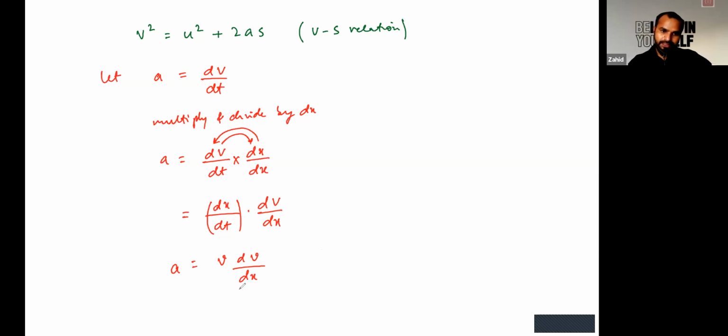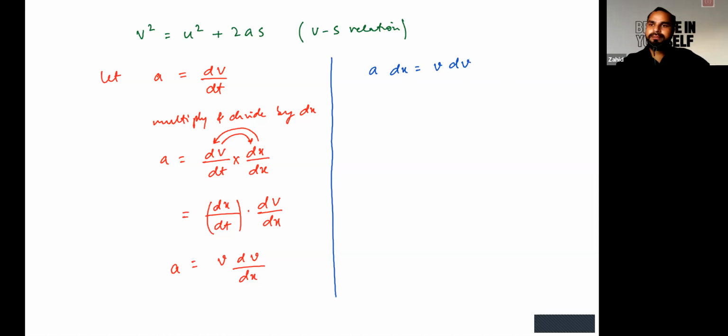Now, bring this dx to the left-hand side. Now it becomes a times dx is equal to v times dv. Now take the limit. For displacement 0, the velocity of this particular body would be u. Now for displacement s, the velocity of the body becomes v.